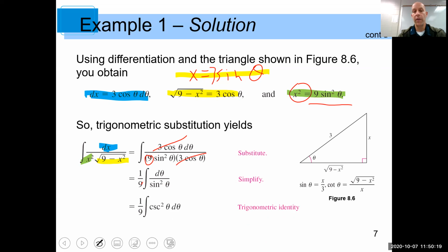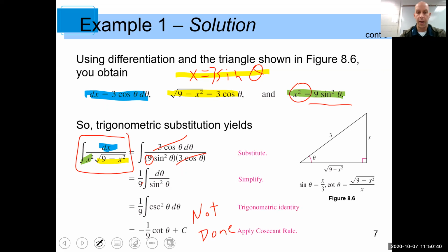What is the antiderivative of cosecant squared theta? Well, cotangent theta, negative cotangent theta. So then I got negative 1/9 cotangent theta plus c. Now you might be tempted to stop there, but let me just tell you, you are not done yet. You are not done yet because remember our original problem was in terms of x.